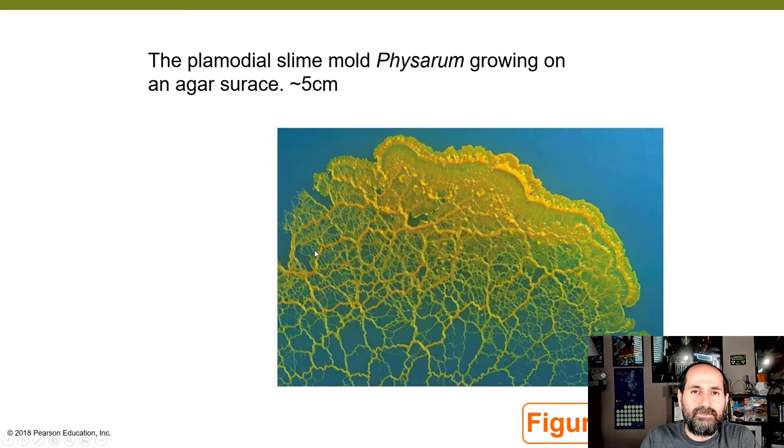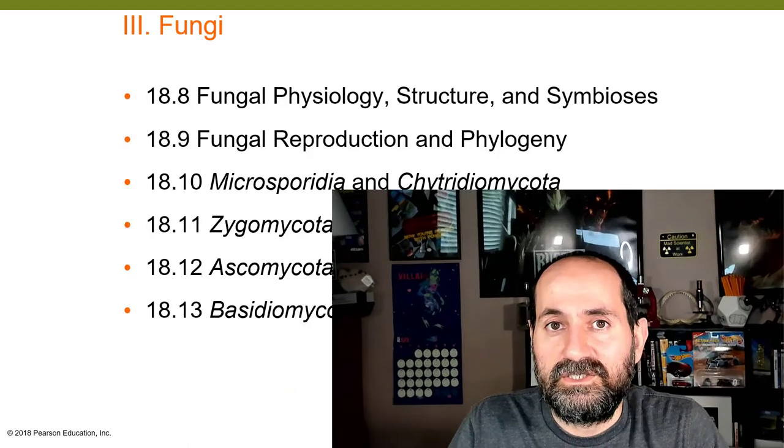But that's the whole point of the protists. They're weird and fun. They're definitely very diverse in what they do and how they look and where they live. And they're definitely fun to learn about. But these are the big group of microorganisms that are eukaryotes. And next, we're going to talk about the fungi, which are also microbes that are eukaryotes.